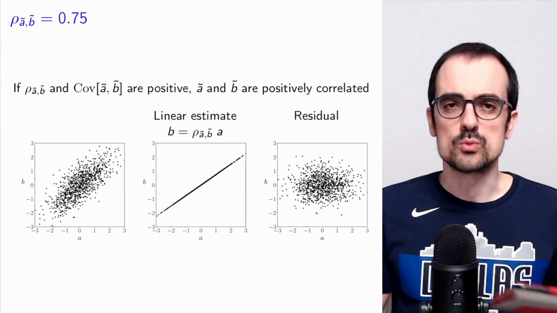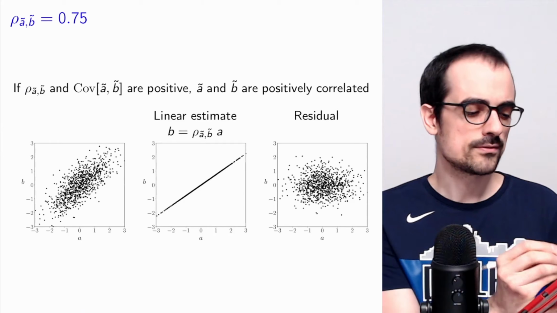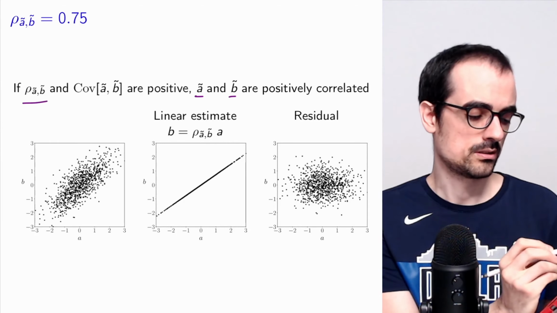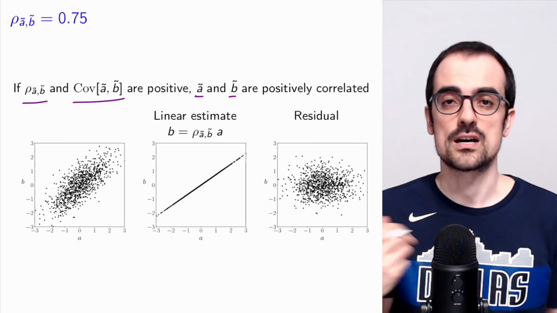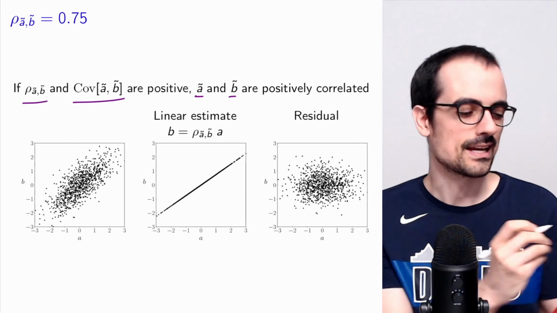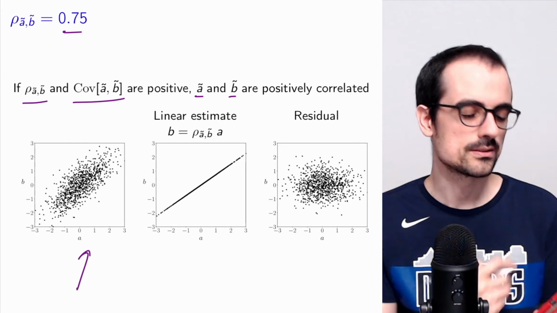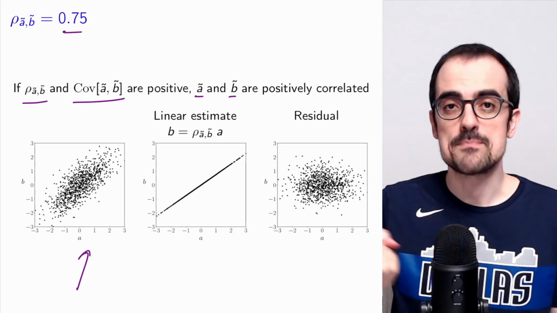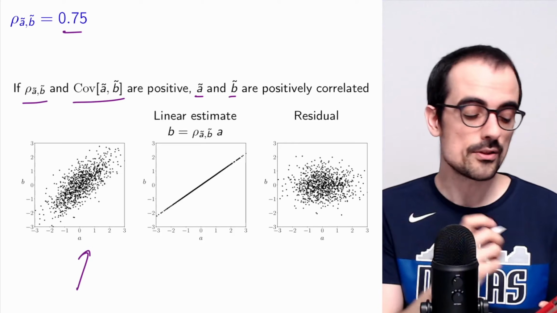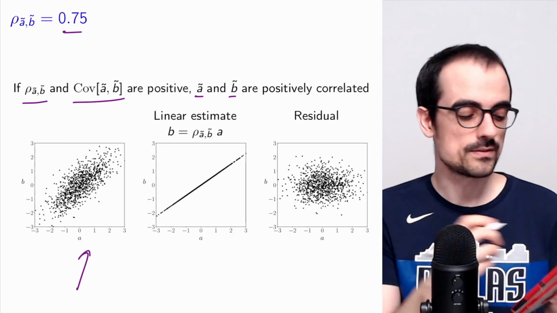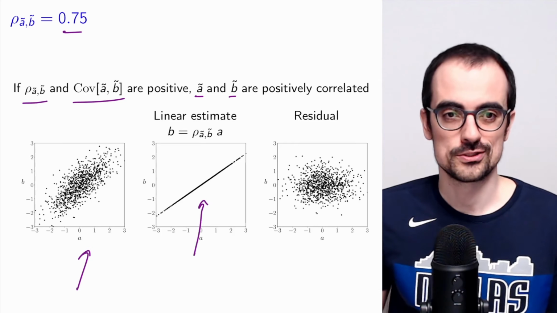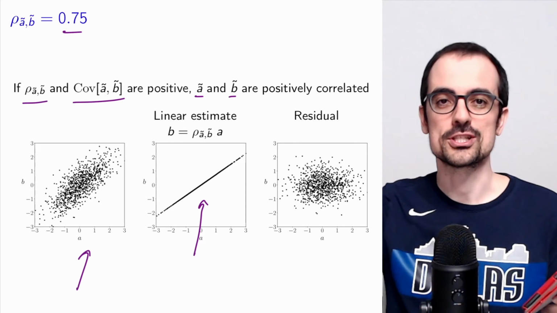Let's remind ourselves what we mean by correlation. If we have two random variables A and B, and the correlation coefficient is positive, then the covariance is also positive. In this case, 0.75 for these samples here. Then we say that A and B are positively correlated, which means that when we try to estimate one of them using a linear estimate of the other, the linear estimate is directly proportional. We have a line with a positive slope.